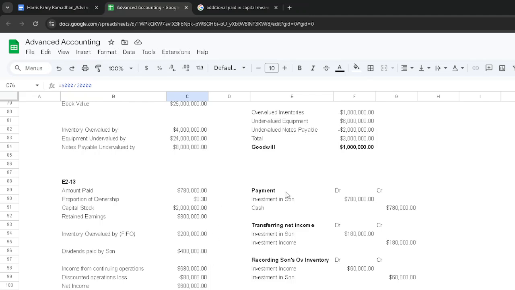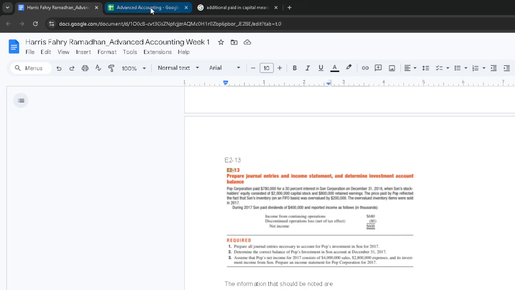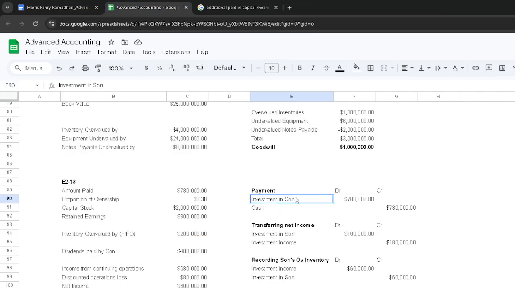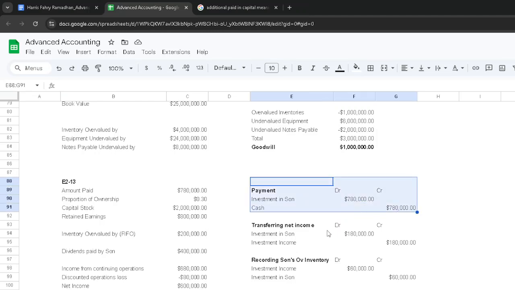Okay, so to begin with the journal, first, if we're investing in a company, this is a must. We have to record the payments. So Pop company invests in Sun, so we want to record this. They're expending money to invest in Sun, so this should make sense.